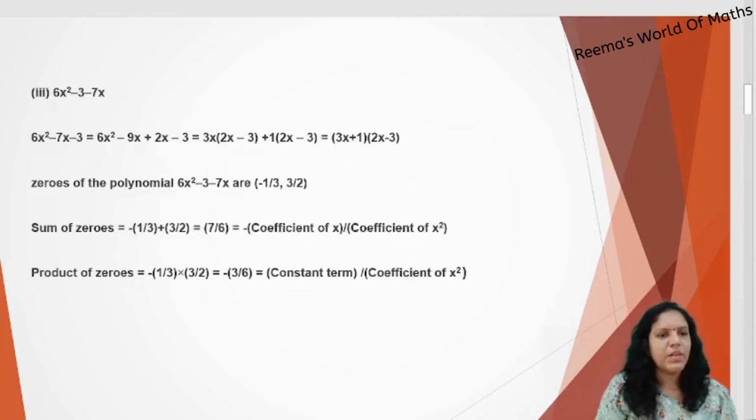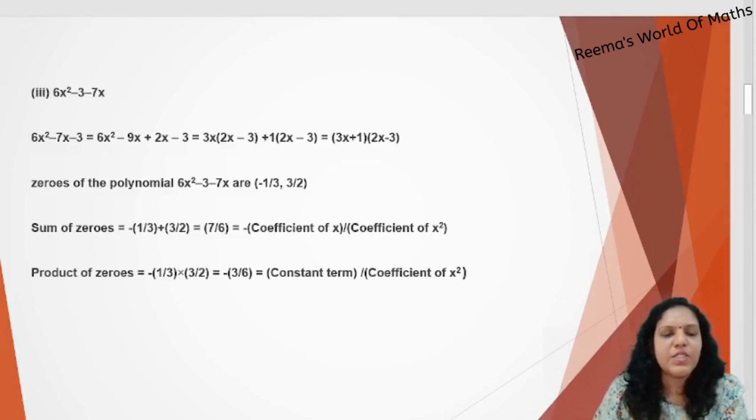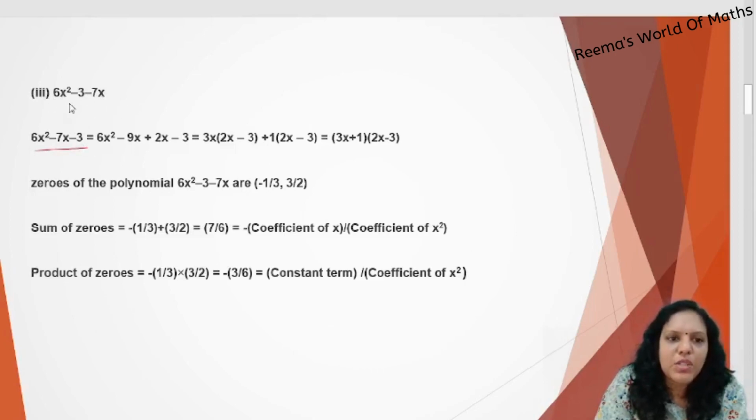The third question is 6x squared minus 3 minus 7x. Again we need to rewrite this polynomial in the format of ax squared plus bx plus c. So here 6x squared minus 3 minus 7x is rewritten as 6x squared minus 7x plus minus 3. So we bring the 7x in front of the constant term: 6x squared minus 7x minus 3.